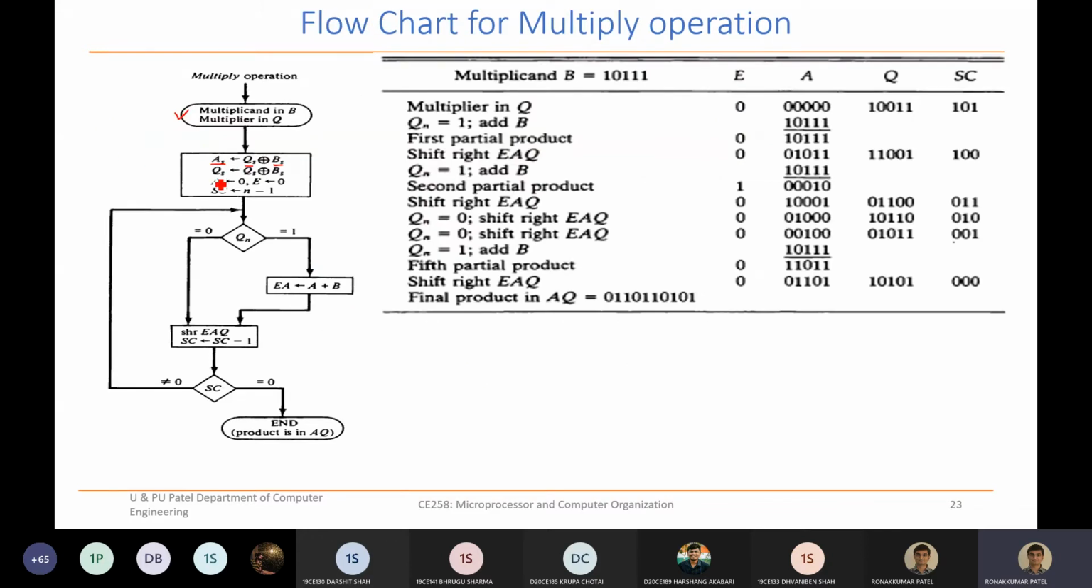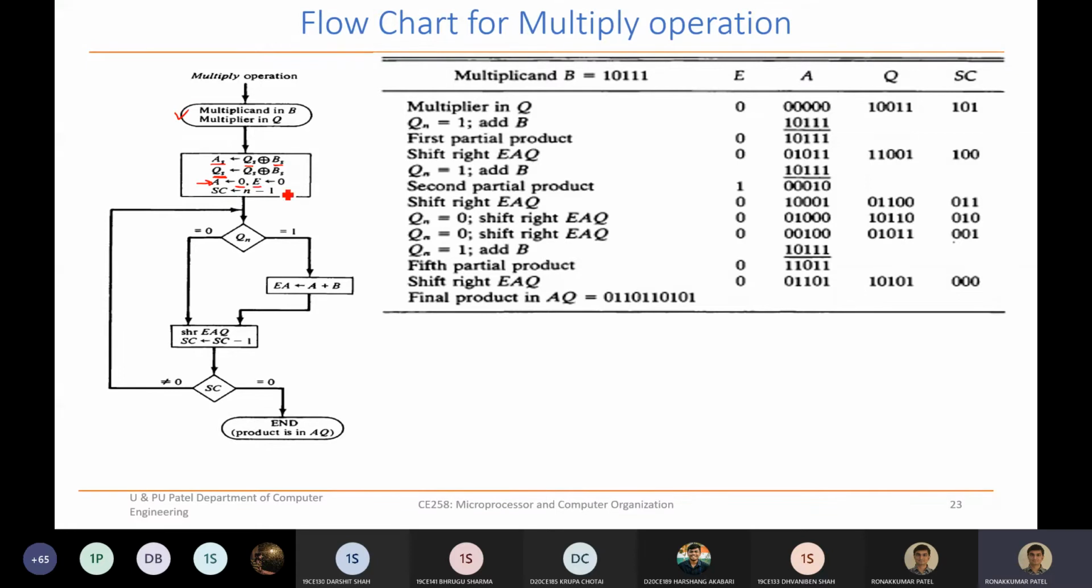Now next is QS, the sign of the multiplier, which is not that important now. Then A is all 0.